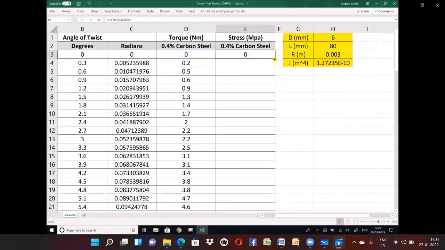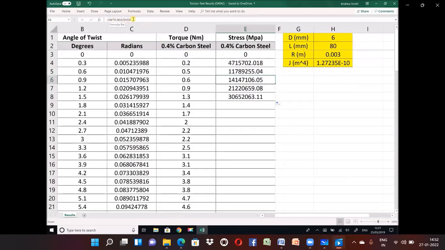So let's copy this down a few cells. And we can see the value of stress is increasing. If we click on a later cell here, you'll notice that the value of D3 has changed to D6, but the absolute cell referenced value of H4 has remained as H4.